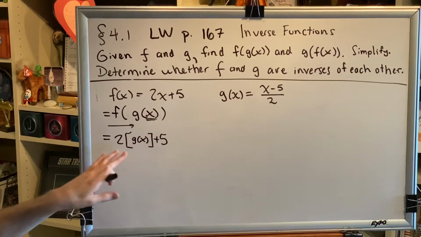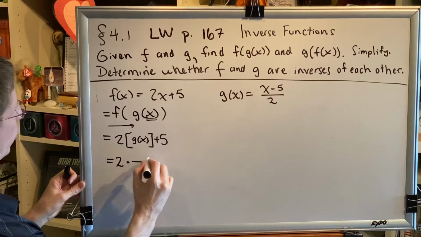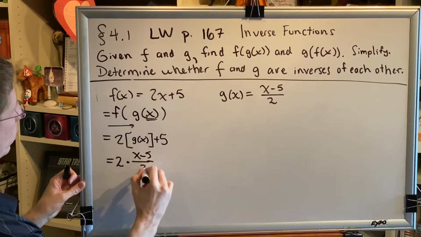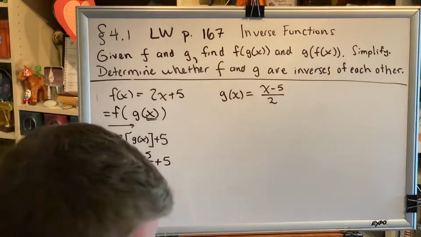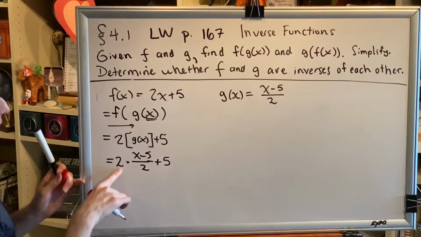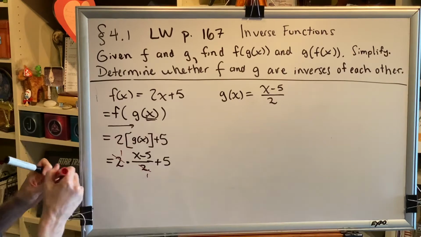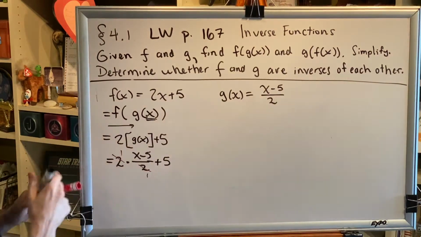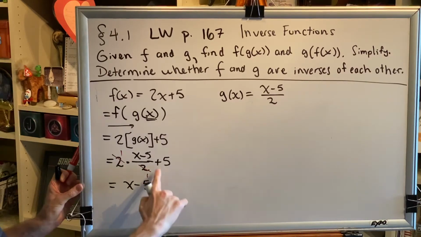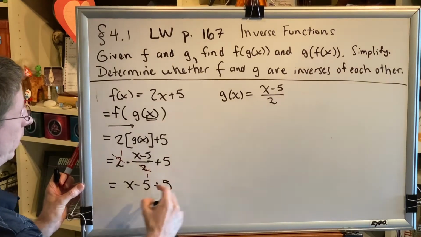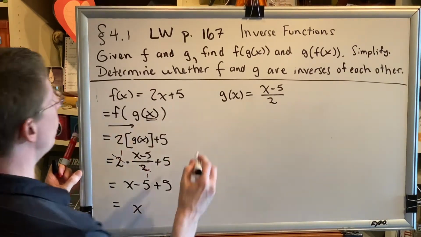Okay, so now we're going to replace g of x with what we know it to be equal to in this particular problem. So we have 2 times this fraction. 2 is the same as 2 over 1, which means this 2 is up in the numerator. This 2 is down in the denominator. So we're going to cancel both of those to the number 1. Anything times 1 is itself. Anything divided by 1 is itself. So this turns into x subtract 5. And then, at the end, plus 5. The minus 5 plus 5 cancel, and we get the result x.